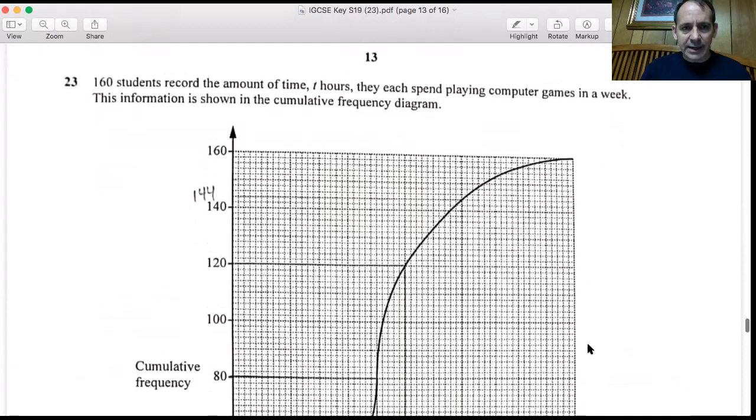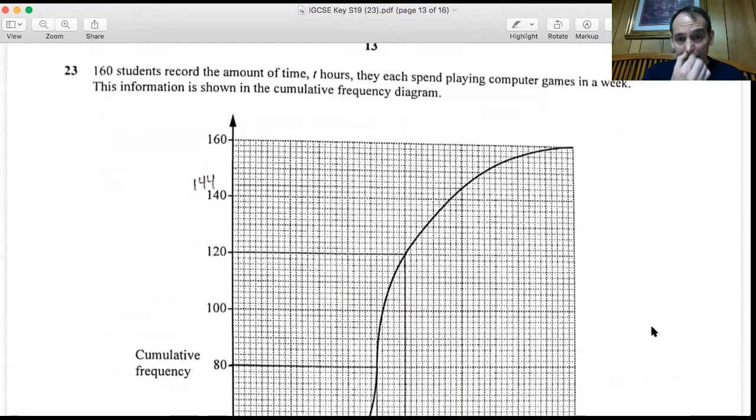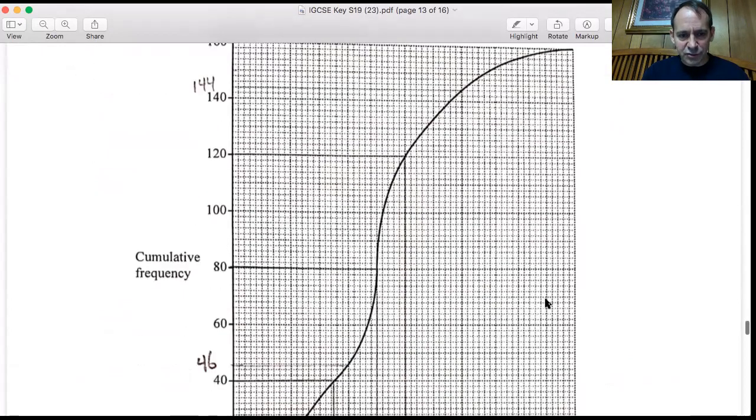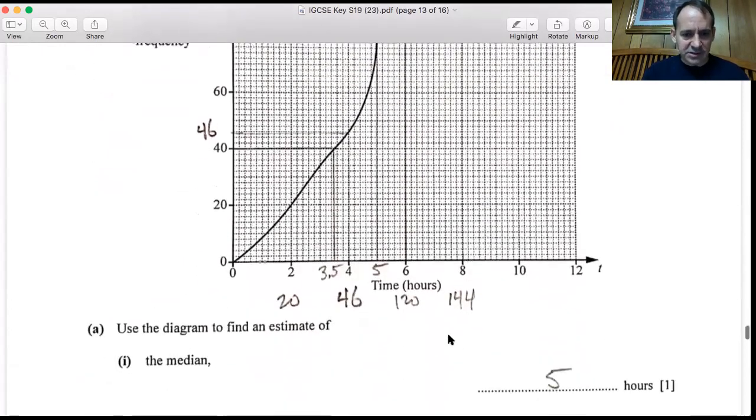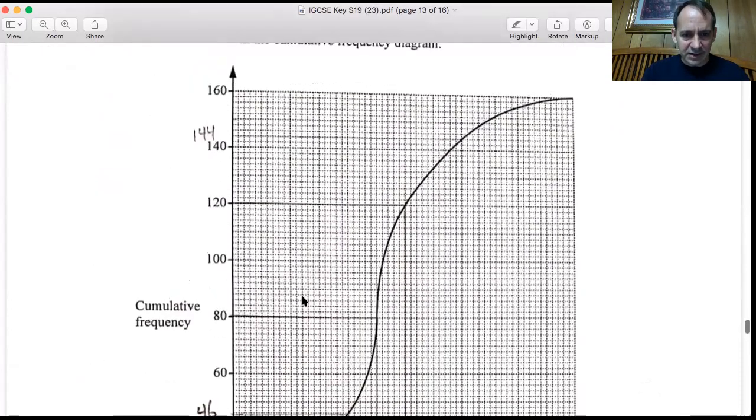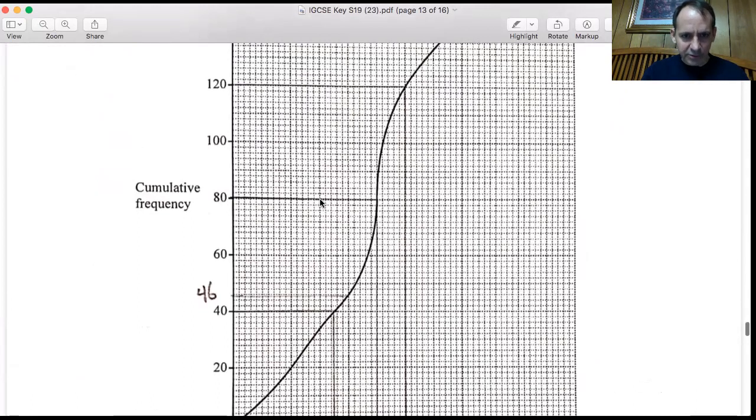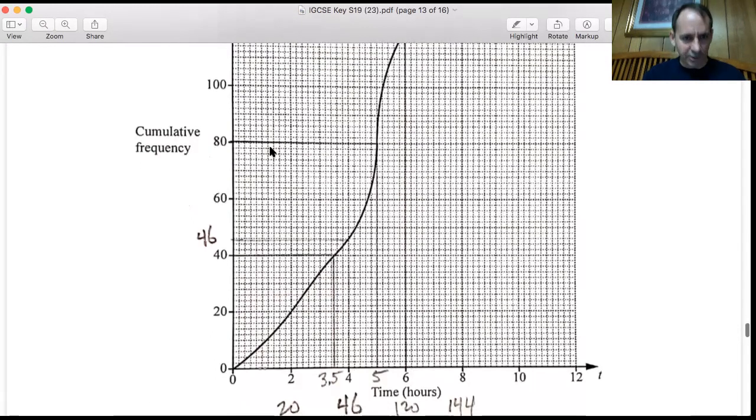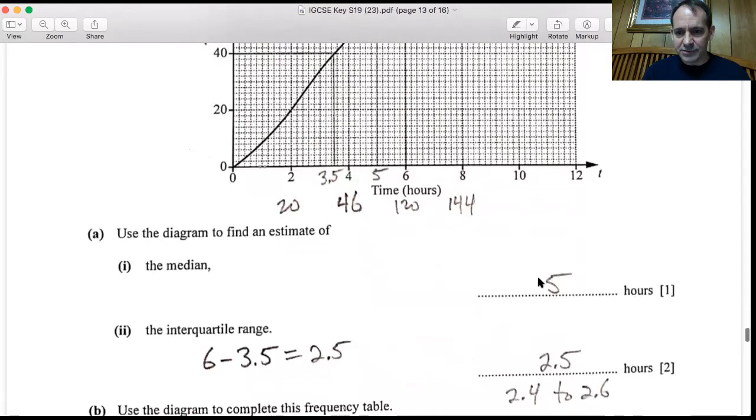Moving on, we have a cumulative frequency diagram. They provide the diagram for us. There's a total of 160 students. So we need to come down here to the questions, find the median. So half of 160 is 80. So we follow 80 across. I would recommend using a straight edge like a ruler. Follow it to the graph, then turn it perpendicular and follow it down. And this is exactly at 5. So 5 should be your answer. And it's 5 hours of time.